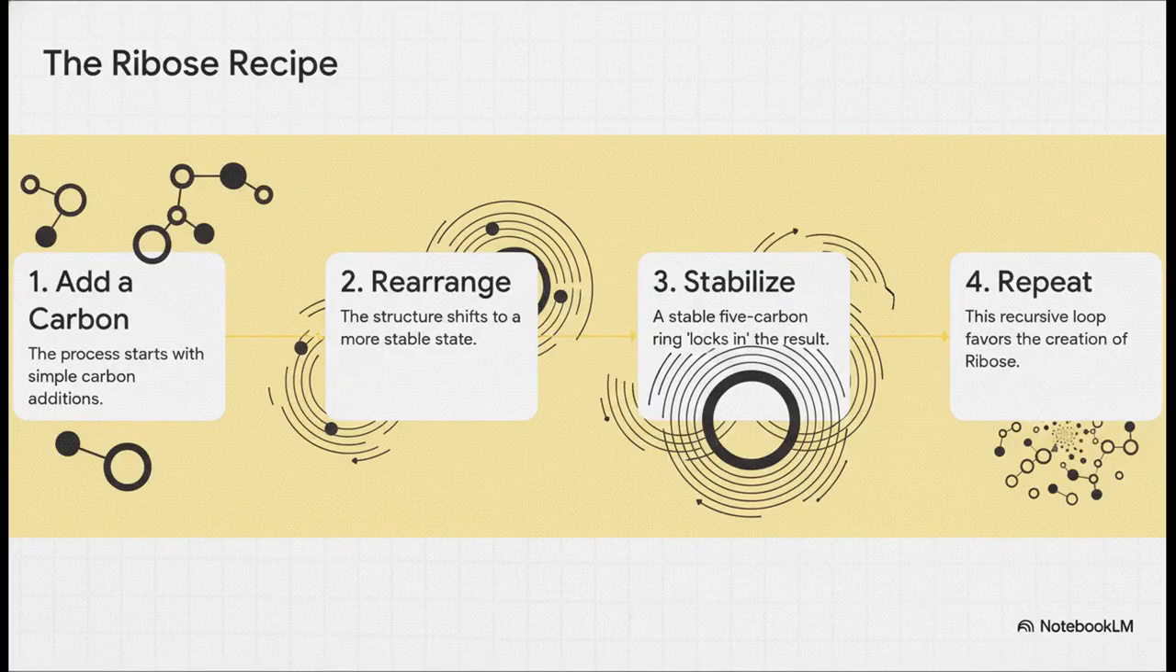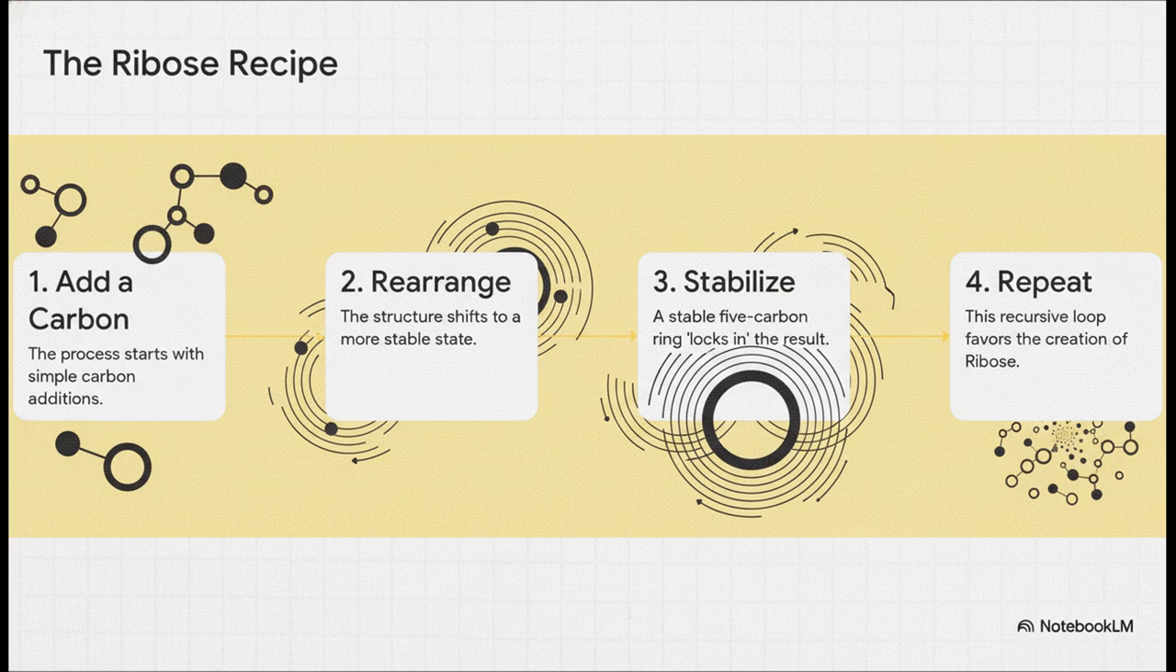It's because it's following a simple heuristic, a simple recipe. The process is just a short, repeating loop. You add a carbon, the structure shifts around a bit, and then, this is the crucial part, it becomes most stable when it closes up into a 5-carbon ring. That stability, it's like a ratchet. It just locks that result in place. The rule is simply add a carbon, rearrange, stabilize, and repeat. That's all it takes. It's a fantastic example of how a complex, useful structure can just emerge from chaos, with no blueprint needed.